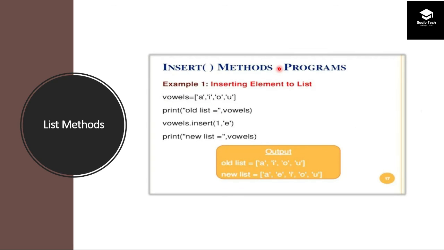For example, look, I have vowels A, I, O, U. You can see that E is missing. E must be at the second position. And what is the second position in programming? The second position is 1 because it starts from 0. I will print the old list. You can see this, but I want to insert E. E is missing at the second position. I will write vowel.insert(1, 'E'), meaning go to position 1 and insert E. Insert E at position 1. It will be inserted using the insert function.